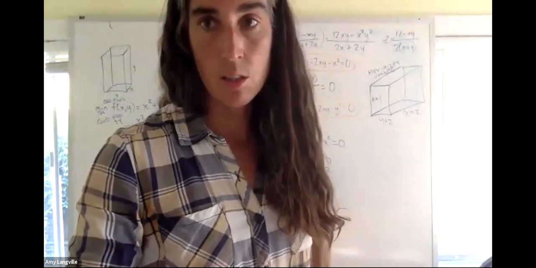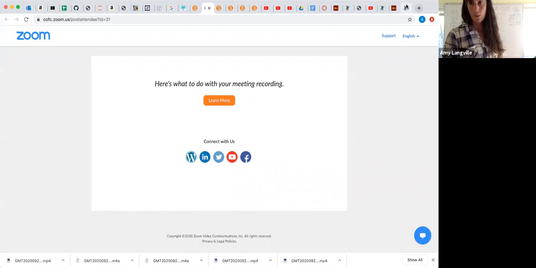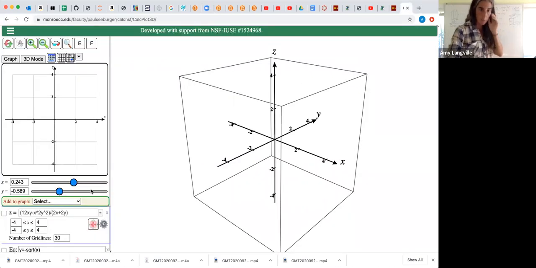So let's share the screen and go to CalcPlot3D. And to save time, I've pre-entered our original objective function, right? It was (12xy minus x squared y squared) divided by (2x plus 2y). That was the volume that we were trying to maximize. That was this thing here, right? So I'm going to turn it on. And I decided to look at x from -4 to 4. That includes the optimal value that we're thinking about of 2. I went y from -4 to 4 because that also includes our optimal value. So I just want to see what this surface looks like.